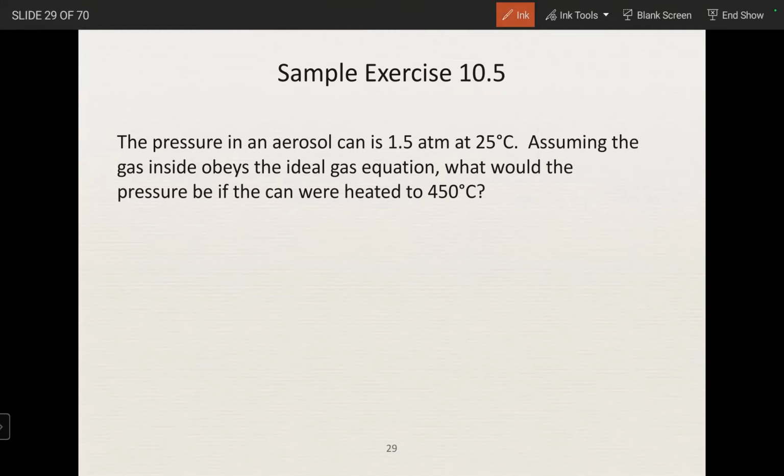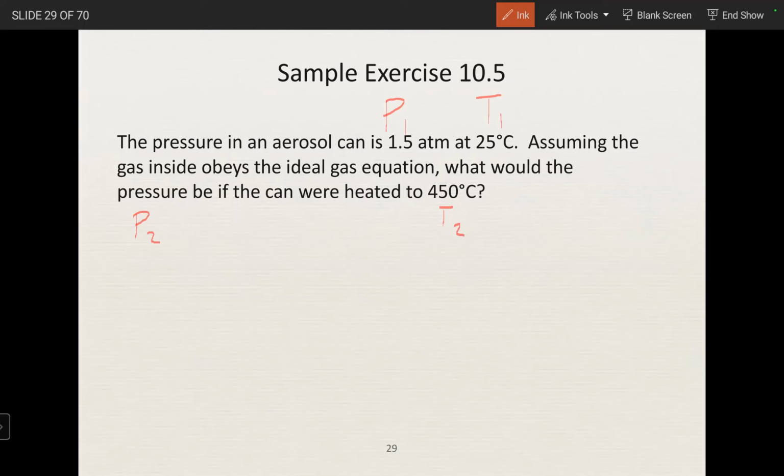But with questions like this, it's always useful to identify what information we have and what we're looking for. So in the question, the pressure in an aerosol can is 1 atmosphere at 25 Celsius. So that's going to be our P1 and T1. Assuming the gas inside obeys the ideal gas equation, what would the pressure be if the can were heated to 450 degrees? So we've got T2, and we're looking for P2. So we've got pressure and temperature initially, temperature for the second set of conditions, and we're looking for the pressure.